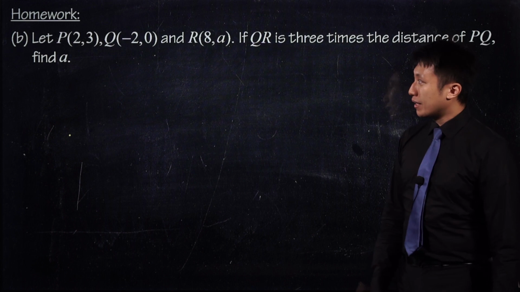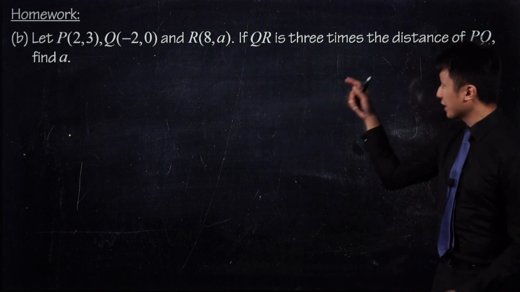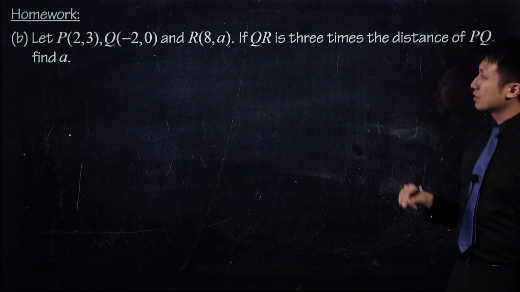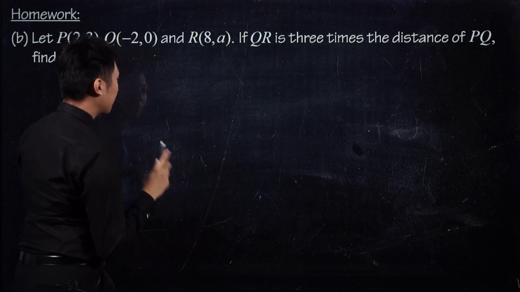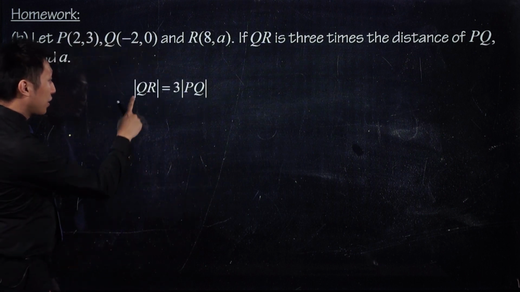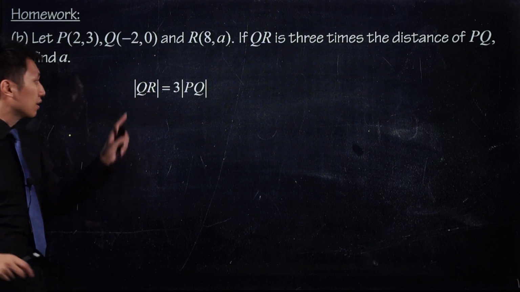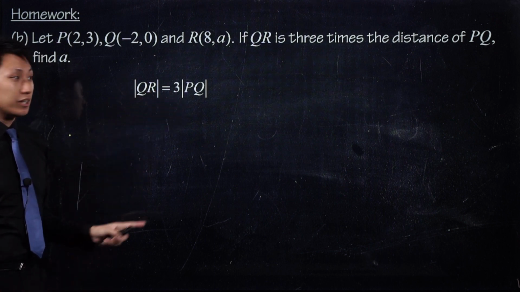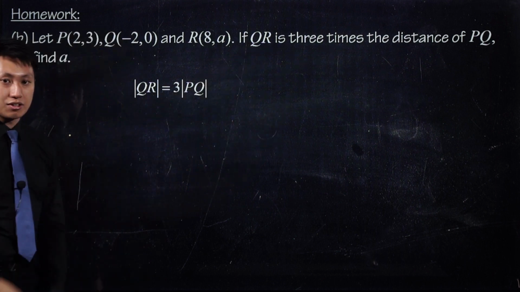Okay, so this is PQR and it's the same pattern. So this is 3 times the distance of PQ. Find A. So now write it down. QR is equal to 3PQ. This one means length, so you don't write this. QR is equal to 3PQ because QR is bigger, is longer. So it's equal to 3PQ.